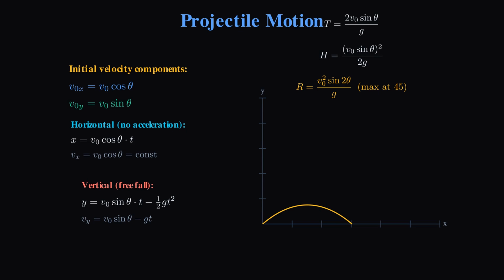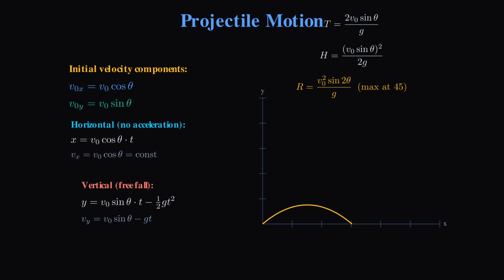The shape of the trajectory is a parabola, not assumed, but derived. From the parametric equations x equals v naught cosine theta times t and y as a quadratic in t, eliminating t gives y as a quadratic function of x. The shape is parabolic regardless of the initial speed or angle.